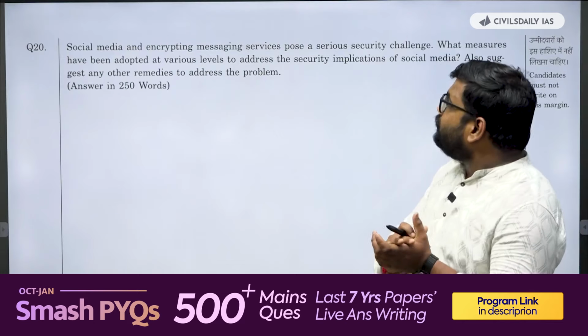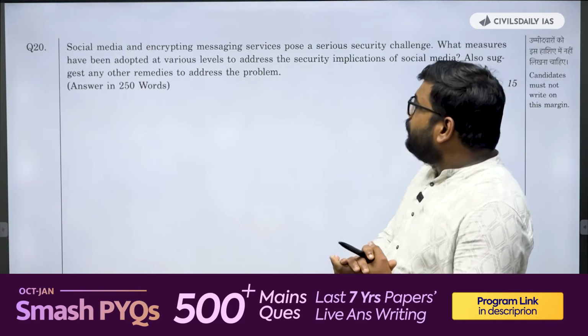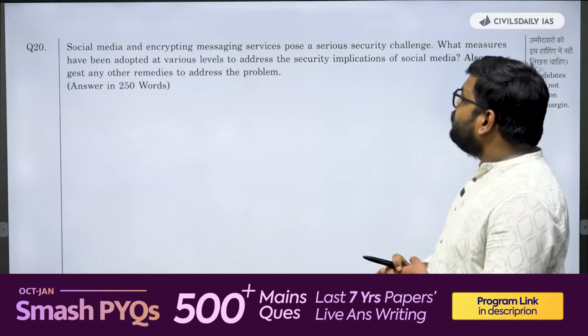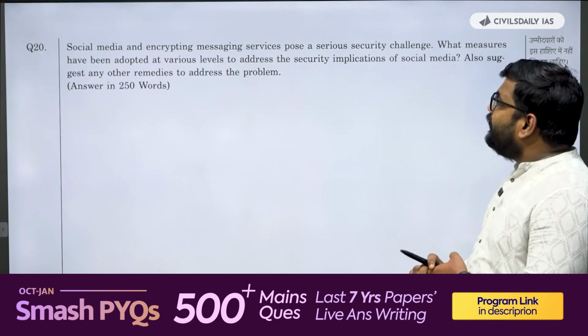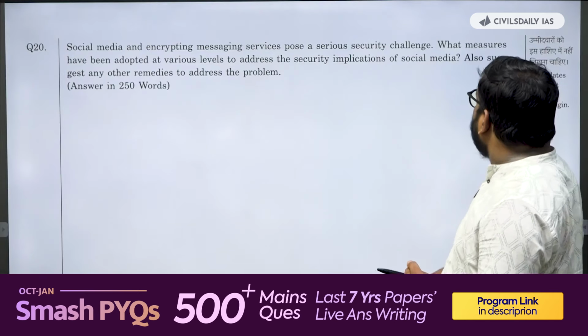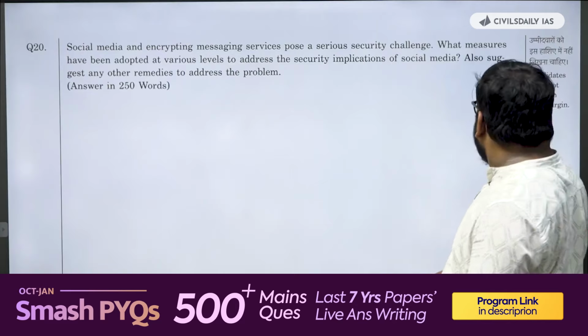So this is the question from 2024 mains. Question number 20. Social media and encrypting messaging services pose a serious security challenge. What measures have been adopted at various levels to address the security implications of social media? Also suggest any other remedies to address the problem.